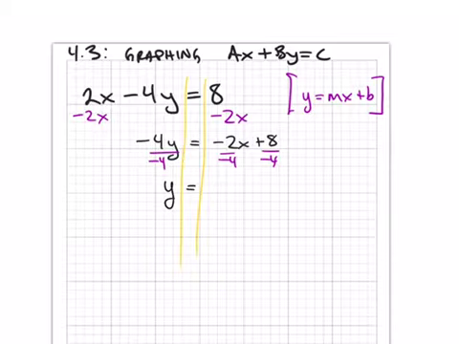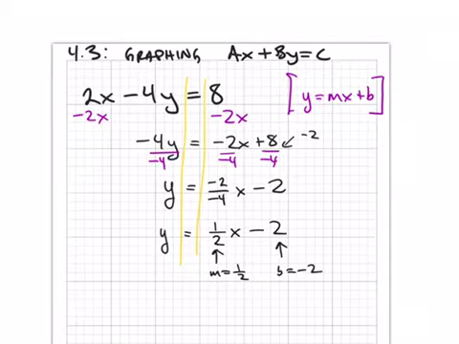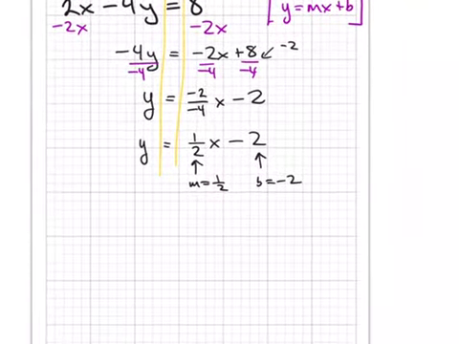Well, let me do that in multiple steps. That's -2 over -4 x. And then I have plus 8 over -4. 8 divided by -4 is going to give me -2. Okay? And then I'm going to simplify this fraction, -2 over -4. Since the signs are the same, they'll cancel and we'll get a positive number. And 2 over 4 reduces to a half. And so this is m equals a half and b equals -2.